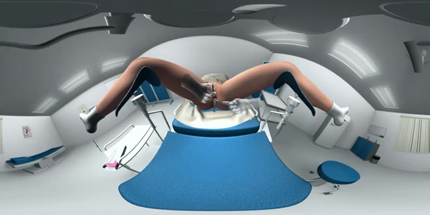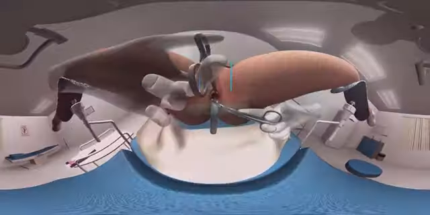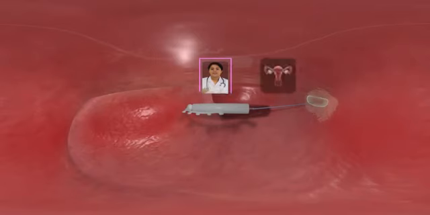Now let us see how EMILY helps control AUB and provides contraceptive efficacy inside the uterine cavity. Let us go inside the uterus. You can see EMILY is well placed. EMILY releases 20 micrograms of levonorgestrel per day. The therapeutic effects of EMILY are derived from the local effects of levonorgestrel released by EMILY.